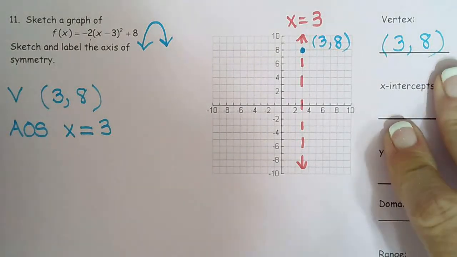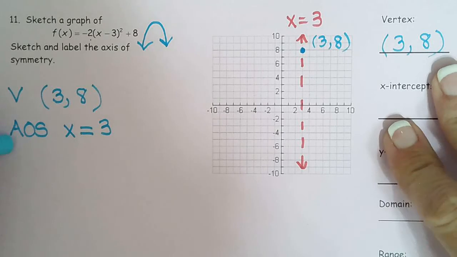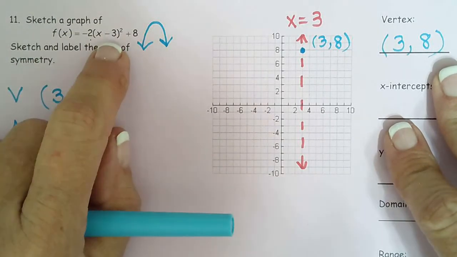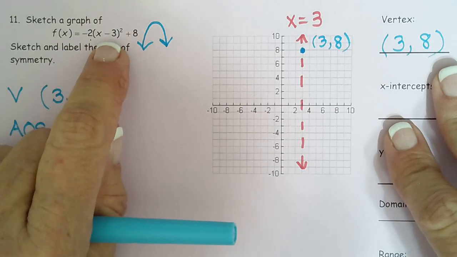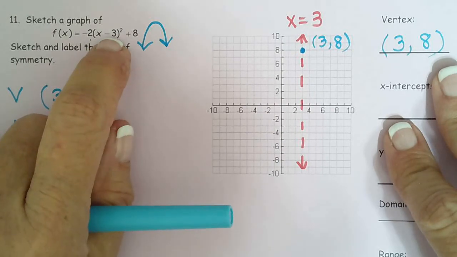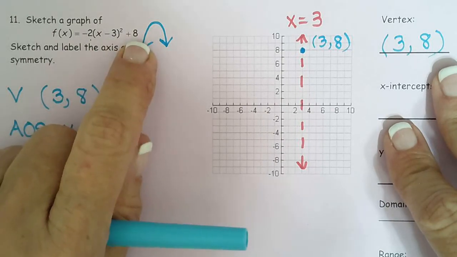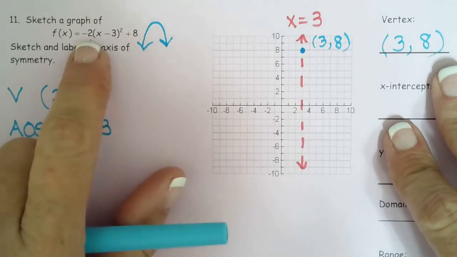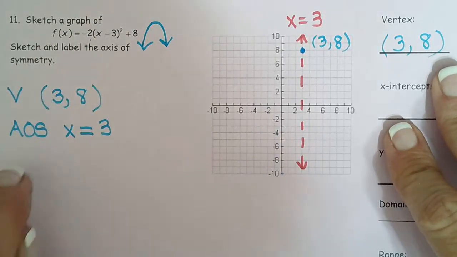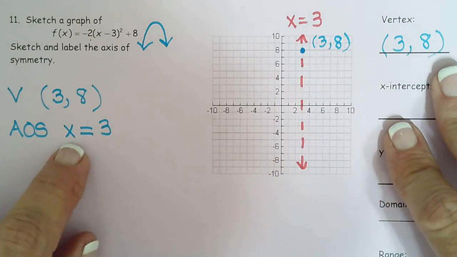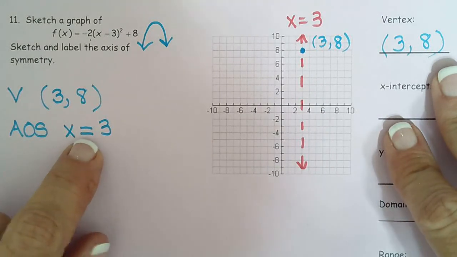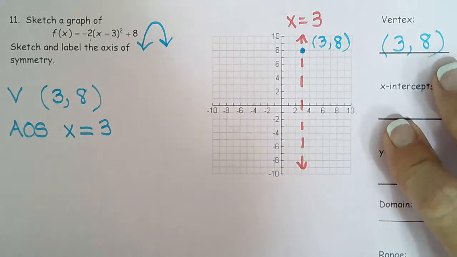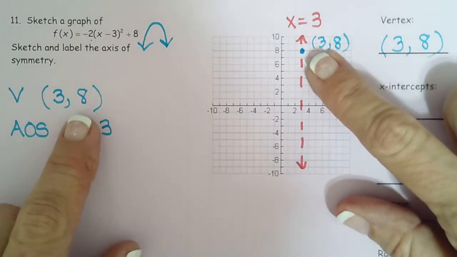Okay, we were working on number 11 on page 3 of the practice test. We found the vertex at the end of the last video. We said it's always the opposite of what's in parentheses, comma, what's outside. And we can do that fast, easy way because remember this is in vertex form. Axis of symmetry is a vertical line, so it's always x equals, and you pull the x from the vertex. And then we found our point, 3, 8.